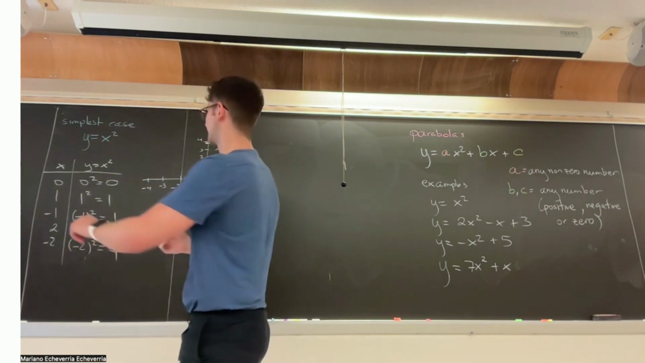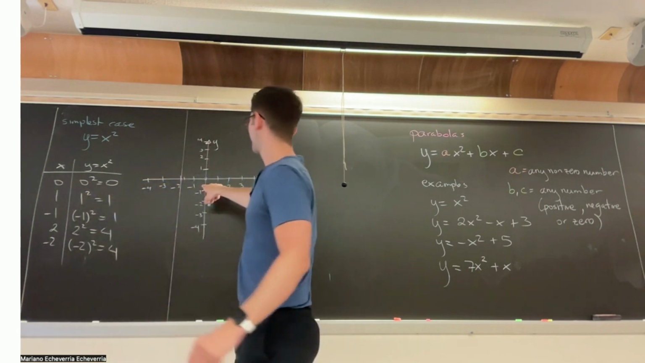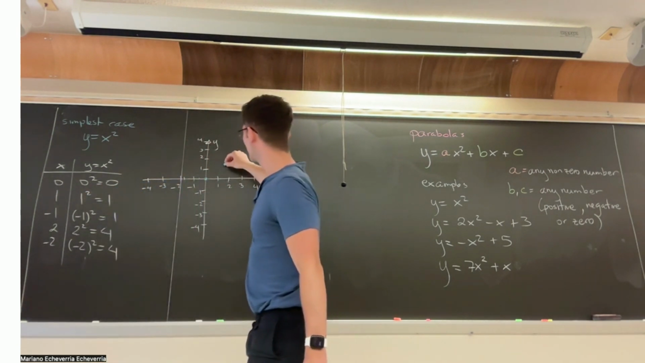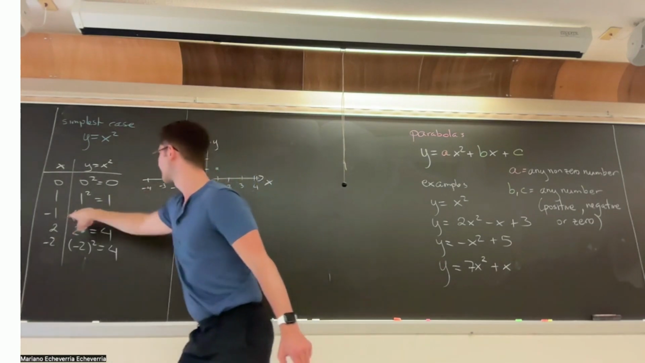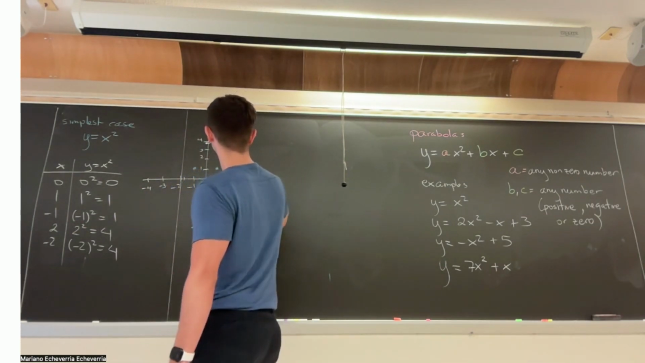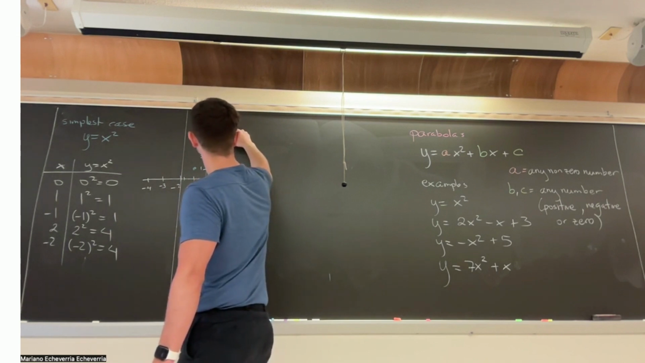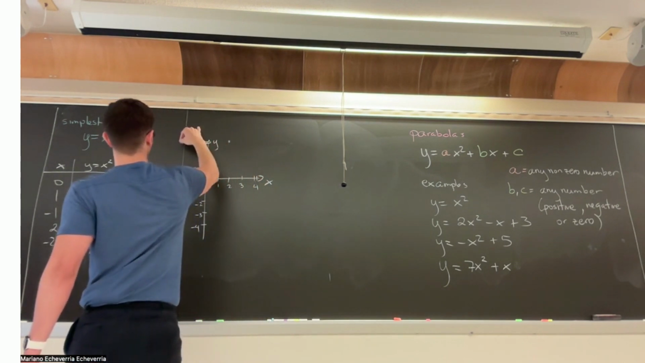So what I'm saying is that 0 goes with 0, so you get that point. 1 corresponds to 1. -1 also corresponds to the point which has the value 1. So it goes like that. Then 2 goes to 4, like this, and -2 also goes to 4.